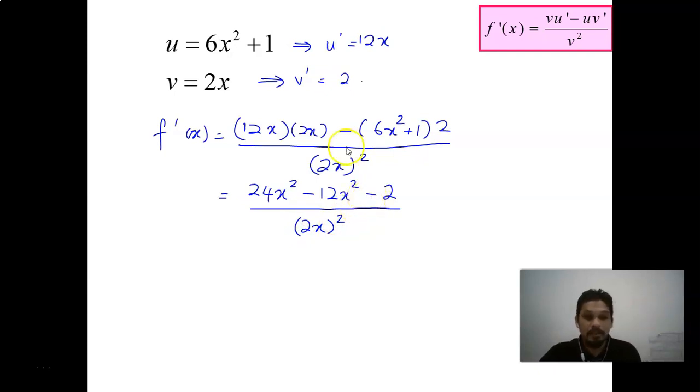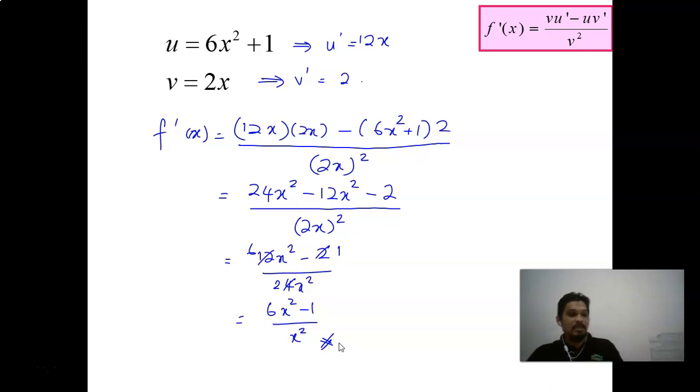Okay, so 24x squared minus 12x squared is 12x squared. 24 minus 12, 12x squared minus 2 divided by 4x squared. So divide by 2, we get 6 here, 1 here, and 2 here. Okay, and it is 6x squared minus 1 divided by x squared, which I think is more than enough.